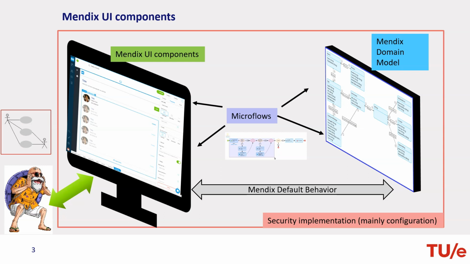In Mendix, the interaction of the UI with the application data is enabled by default Mendix behavior, which is limited to a set of simple data functionalities such as creating, deleting, editing, or viewing entity data. By designing microflows, the developers can add complex behavior to the UI and its interaction with the data. In this video, we will focus on UI components and the data interactions supported by the default Mendix behavior.